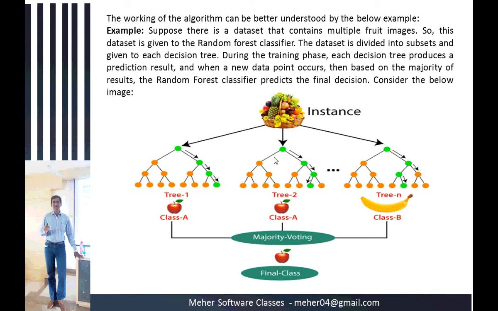Okay, during the training phase each decision tree produces a prediction result. So each time we grow the trees during the training phase, each one gives a single output. According to the majority of the results, the random forest classifier predicts the final decision. So here the majority of the voting is apple. Finally, the majority voting prediction is apple. So this is the prediction for the real-time example.